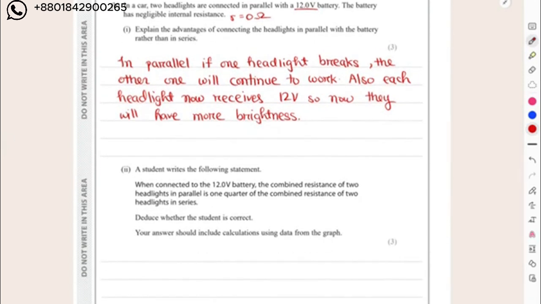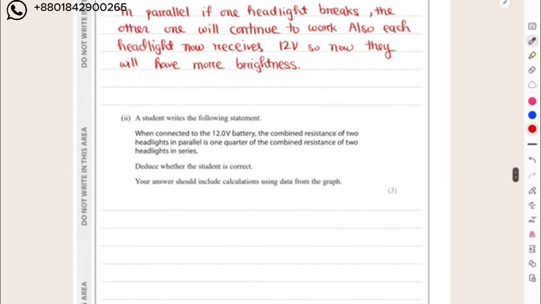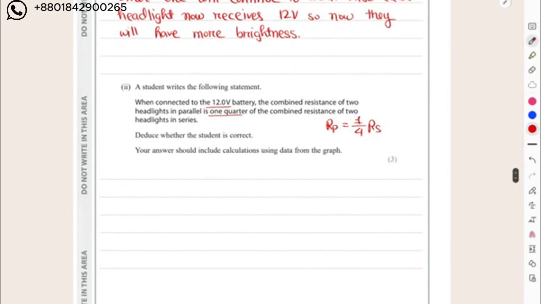Moving on to B2, a student writes the following statement. When connected to the 12-volt battery, the combined resistance of the two headlights in parallel is 1/4 of the combined resistance of the two headlights in series, which means they're indicating that RP, resistance in parallel, is 1/4 of RS, right? Whatever the value for RS is, that will be 1/4 of your total resistance in parallel combination. If I'm not wrong, that is the case. Okay, so deduce whether the student is correct or not.